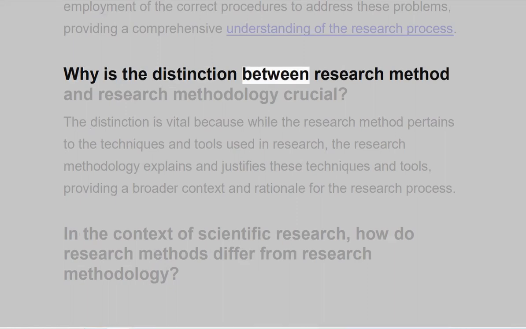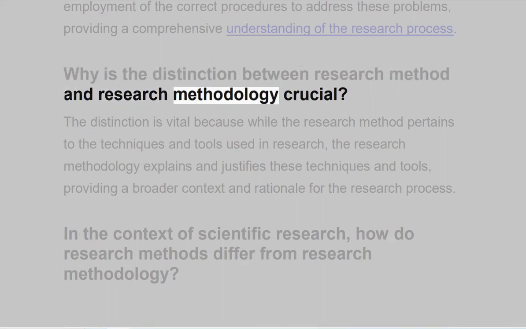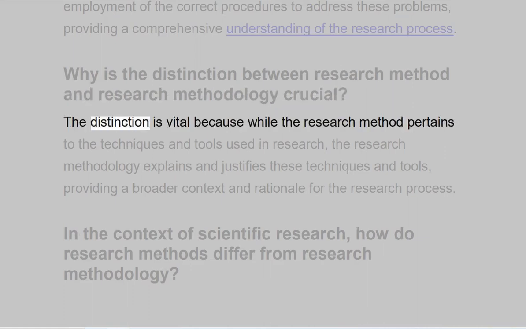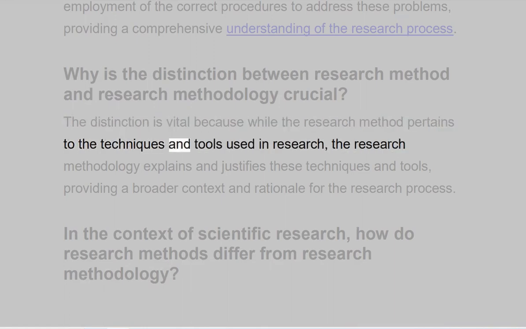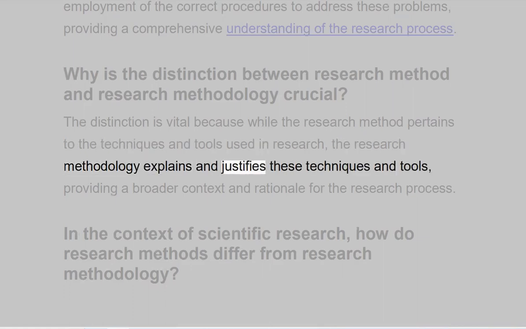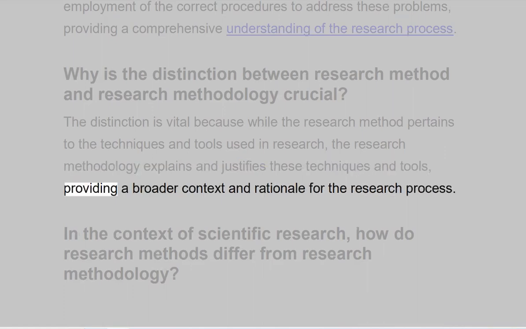Why is the distinction between research method and research methodology crucial? Distinction is vital because while the research method pertains to the techniques and tools used in research, the research methodology explains and justifies these techniques and tools, providing a broader context and rationale for the research process.